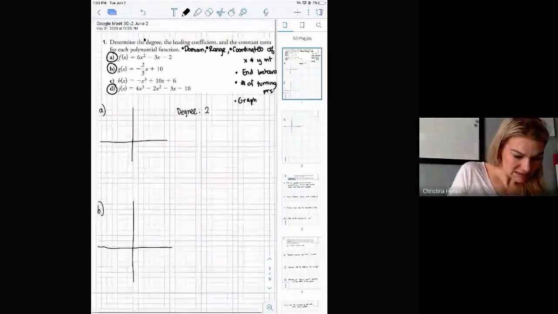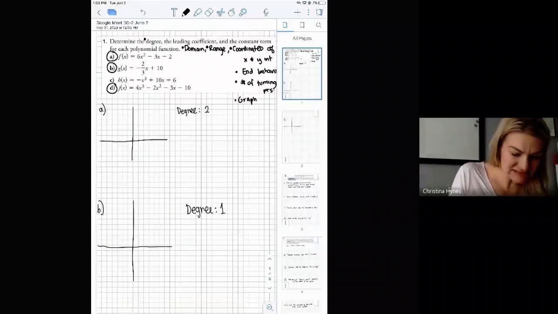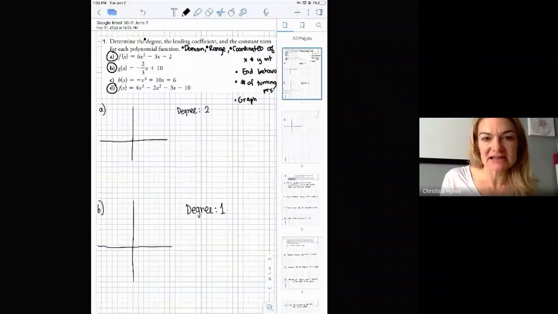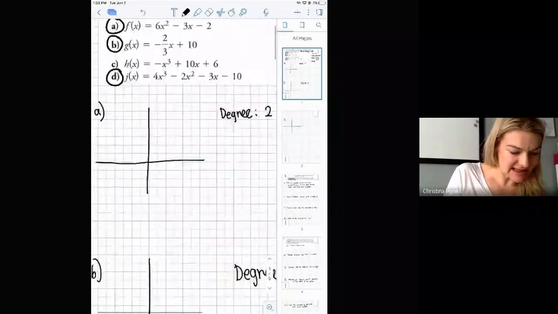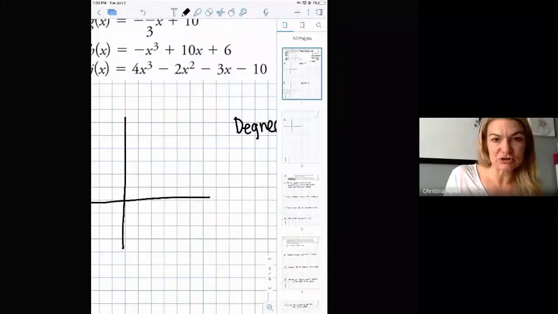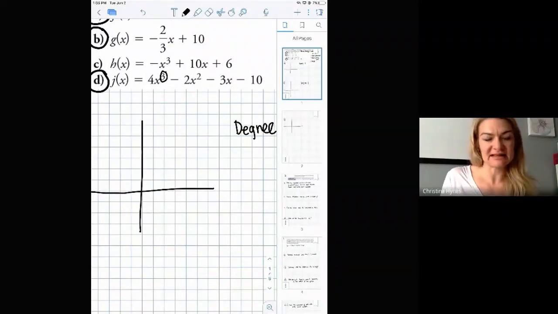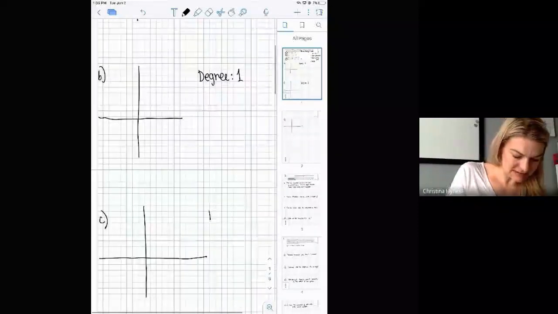For B, the degree is 1 because you don't see it. So whenever you don't see a power with x, that means it's actually 1. And if that's your highest one, there's no other x's, then your degree is 1. And then C, this last one here, 4x cubed minus 2x squared minus 3x minus 10, the degree is the highest number in the exponent, which is a 3. So for C, I'm going to write degree 3.